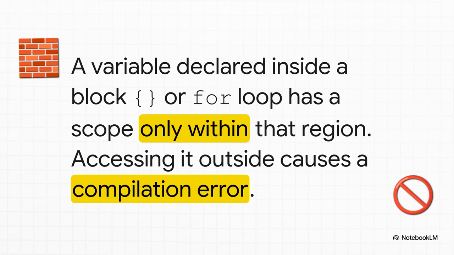And here's an exam tip that catches so many people out. A variable that you declare inside a code block, between the curly braces, or inside a for loop, has a super short lifespan. It only exists within that block or that loop. The second the loop is done, poof, that variable is gone. It just vanishes into thin air. So if you try to use it outside, like in this example, you're going to get a compile error every single time.